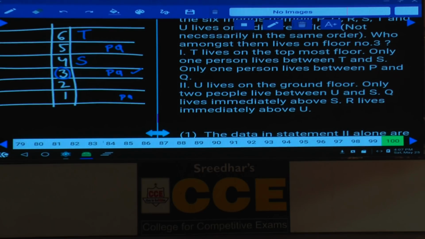Hence, except T and S, we can have any one of these persons. P, Q, R, U and V can be at the 3rd place. Hence, more than one possibility, so one alone is not sufficient. Then the second one: U lives on the ground floor.